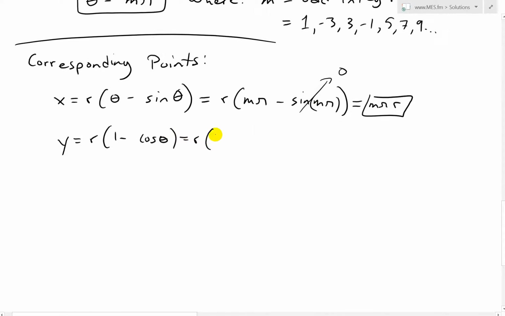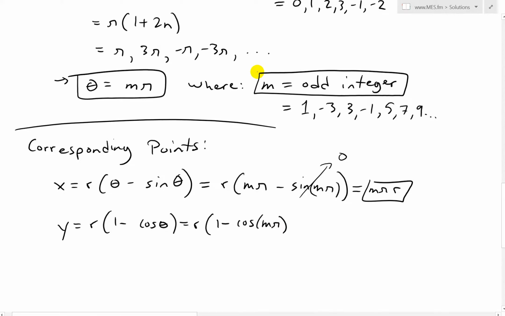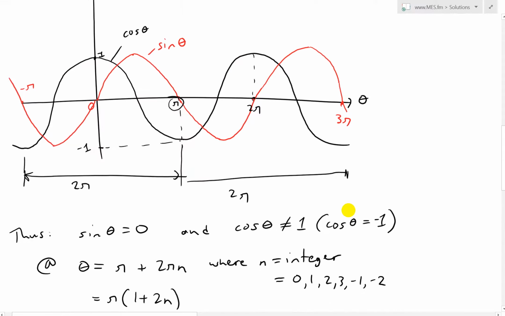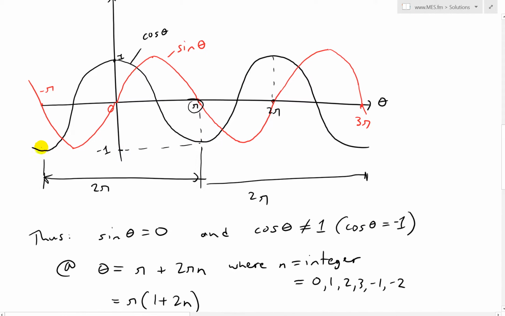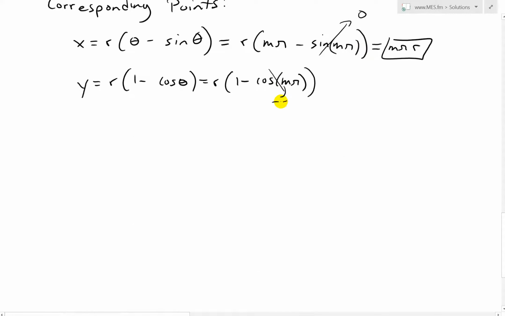And then the y value is r(1 minus cosine theta), which equals r times (1 minus cosine of m pi). We showed that m is an odd integer here, and the cosine is always -1 in every single one of these cases. So now we have 1 minus -1, which becomes plus 1. In other words, we get 2r.